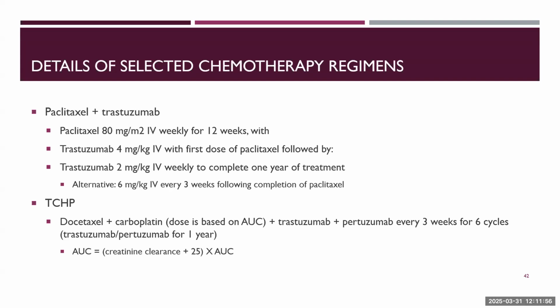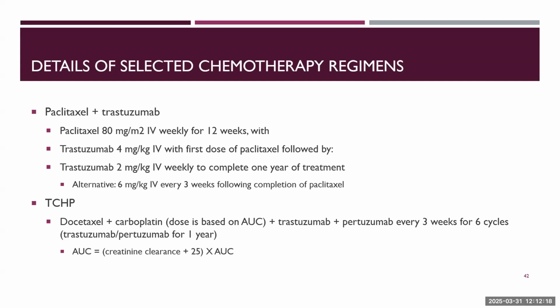The other one that you can give in this setting is TCHP. So this is docetaxel plus carboplatin. The carboplatin is dosed based on the AUC, or area under the curve, and this takes into account creatinine clearance plus 25 times the area under the curve, whatever you're targeting. Normally it is 5 or 6.